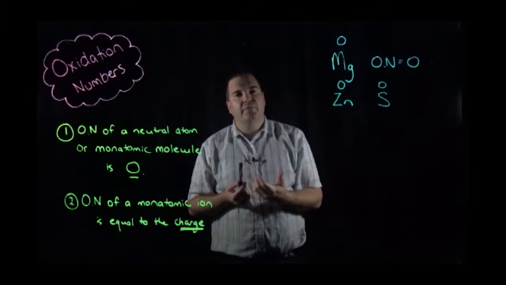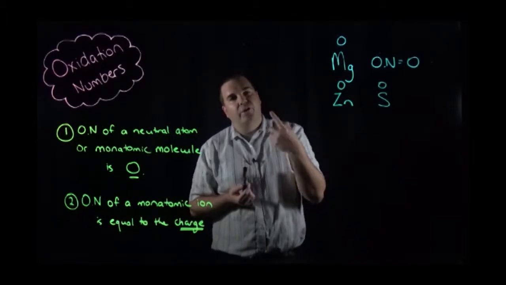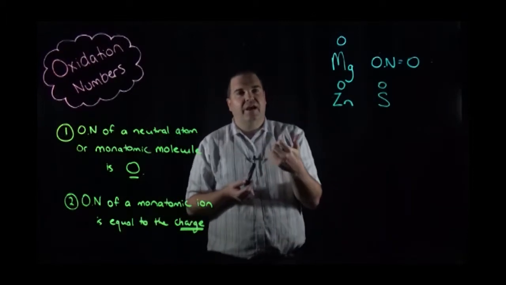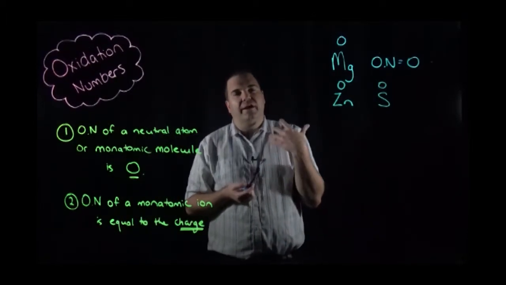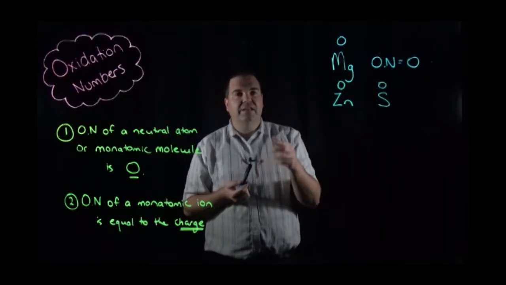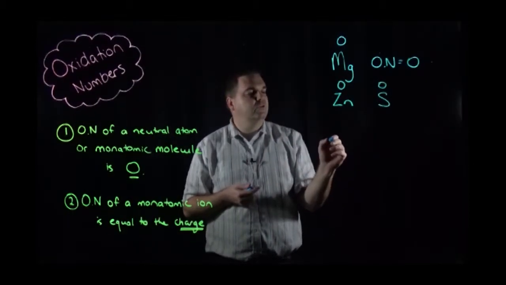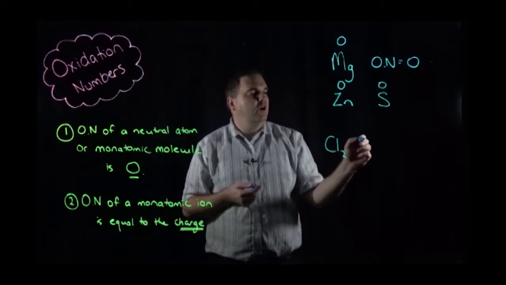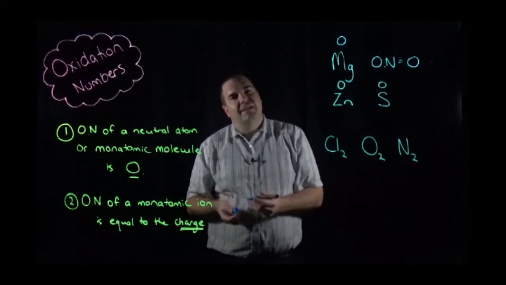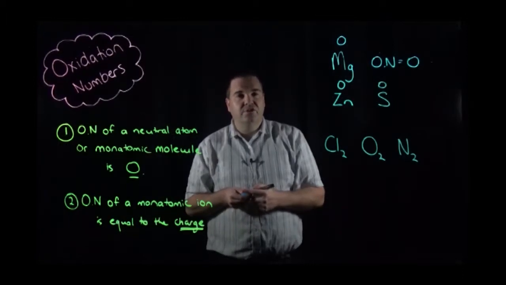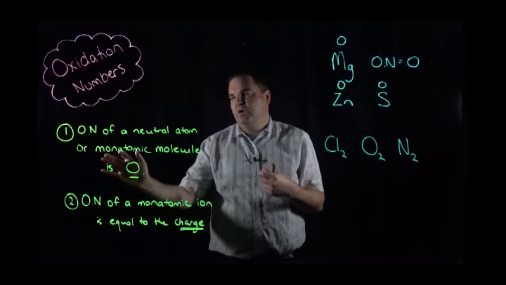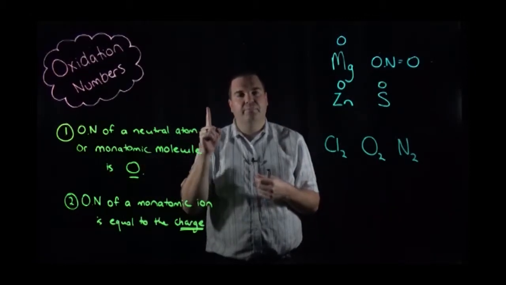Now, a monatomic molecule is a molecule that's made up of only 1 atom. The most common examples of these are like chlorine, nitrogen, oxygen. All of those exist in this form. So chlorine is Cl2, oxygen's O2, nitrogen's N2. You'll sometimes see these called diatomic molecules as well because there's 2 atoms within it. But in this definition, I'm talking monatomic, so it's only made up of 1 type of atom.